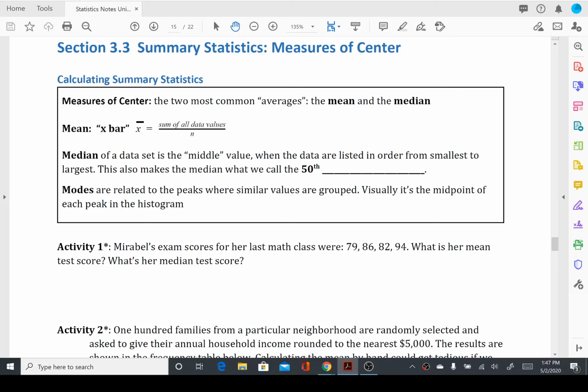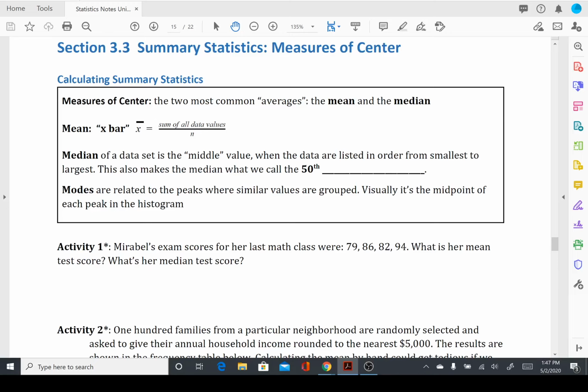Section 3.3, Summary Statistics, Measures of Center. So there are a few averages that measure center, and the most common are mean and median. Now, mode is also a measure of center, but it's often not a very reliable one. Mean and median are the most common.